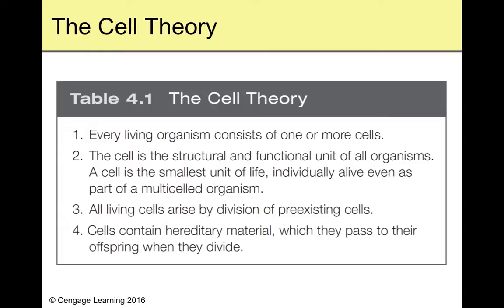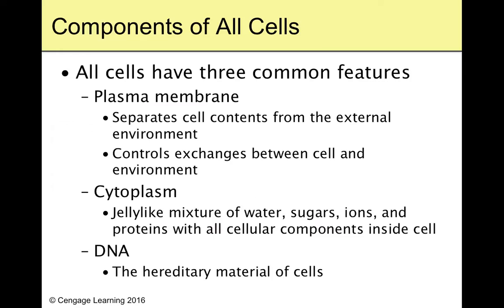Cells contain hereditary material, this point 4, which you guys know as DNA, and they pass that DNA on to their offspring when they divide. And so those are the 4 basic principles that we're going to build everything we know about cells off of. So no matter if we're talking about a hair cell in a human or a bacteria or an amoeba or an intestinal cell in a dog, they're all going to have a few features in common.